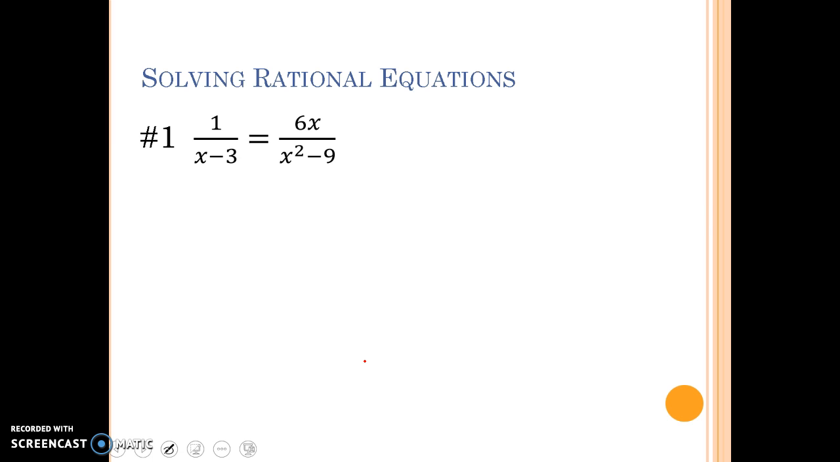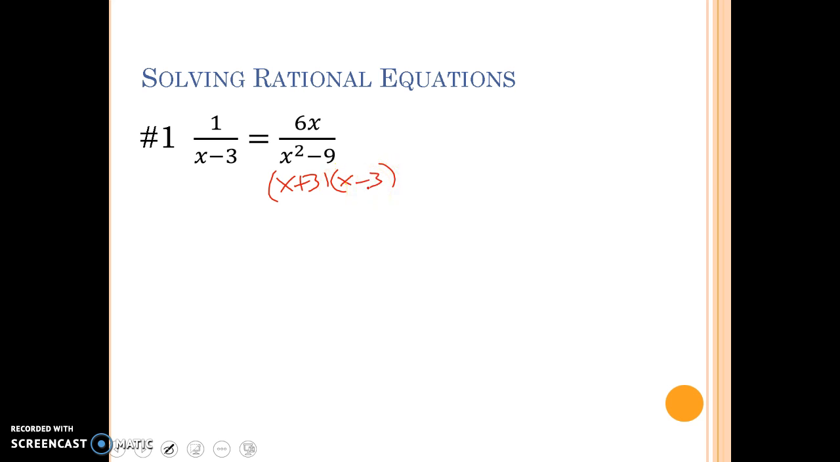First one, instead of just having where we're multiplying or dividing or adding two rational expressions, they're equal to each other. This is a proportion. You've done questions like this before, but maybe not like this. We could go ahead and cross multiply here, but before we cross multiply, I'm going to factor the denominator here. This could be factored as x plus 3 times x minus 3.